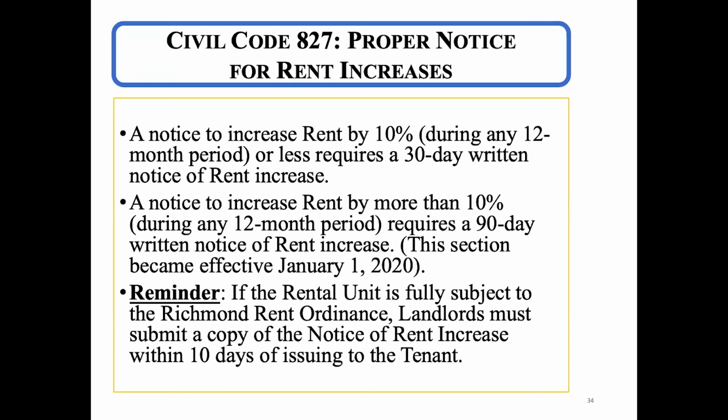Civil Code 827 is the law that deals with proper notice for rent increases. A notice to increase rent by 10% or less during any 12-month period requires a 30-day written notice of rent increase. A notice to increase rent by more than 10% during any 12-month period requires a 90-day written notice of rent increase. The 90-day part became effective January 1, 2020. As a reminder, if the rental unit is fully subject to the Richmond Rent Ordinance, landlords must submit a copy of the notice of rent increase within 10 days of issuing it to the tenant.